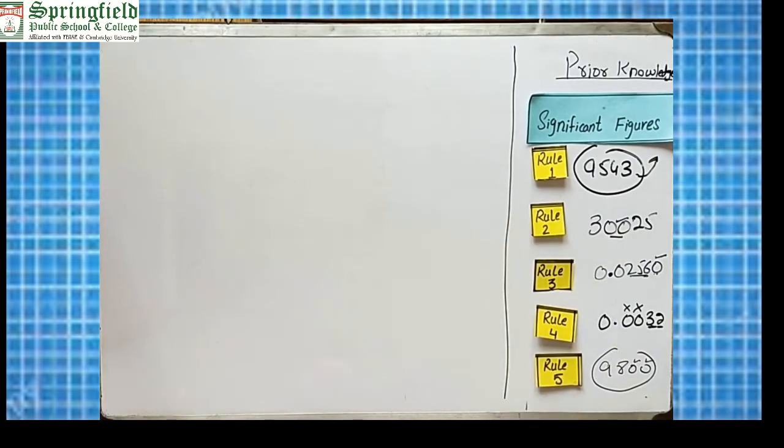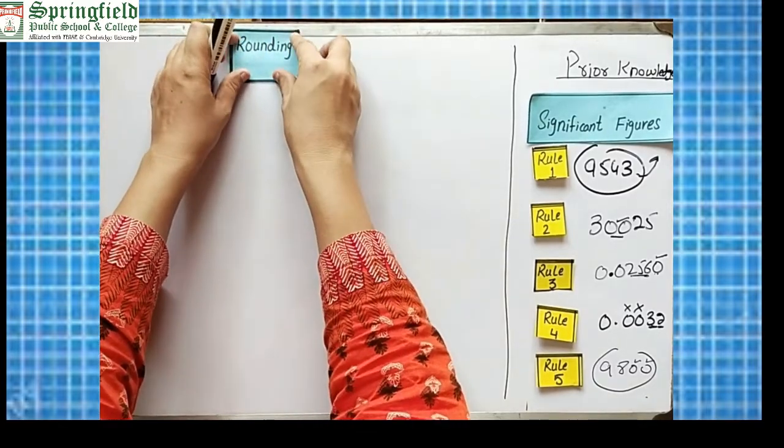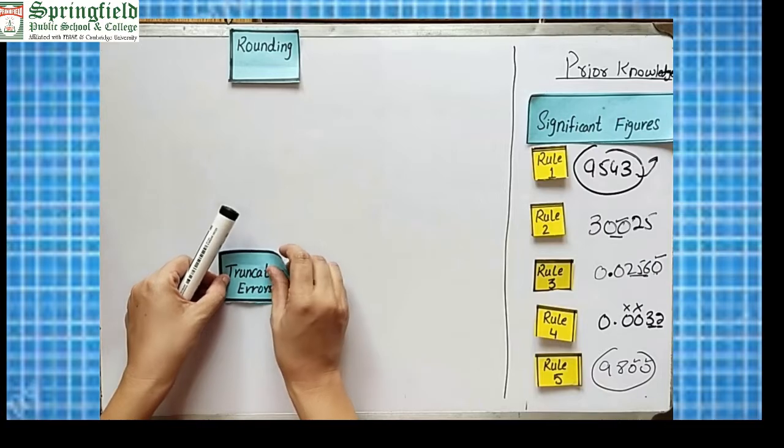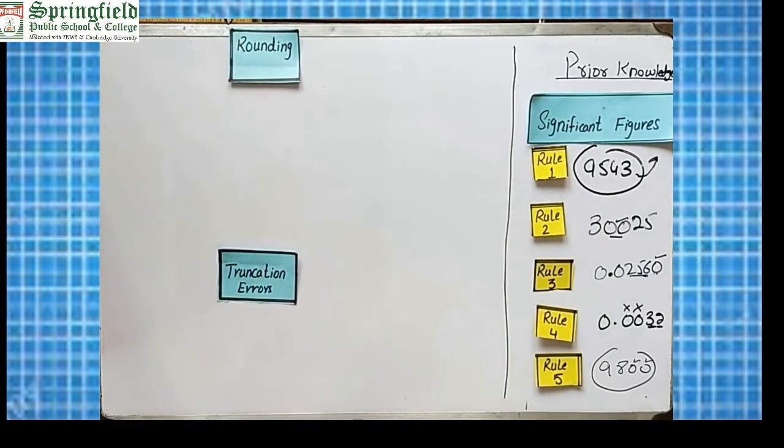Understood beta? Now come to the new point. Today I will tell you about 2 new points. The first one is rounding, that is how we can round a number. And the second point is truncation error, that is what is the meaning of truncation error and what is the main difference between rounding and truncation.